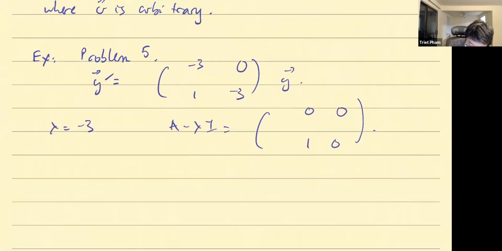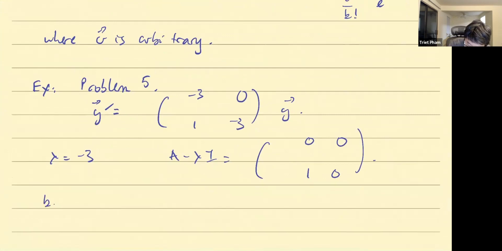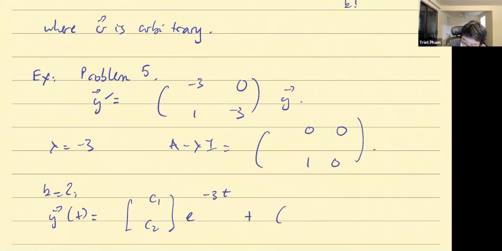Right, so k equals 2, right? K equals 2. So you start out with an arbitrary vector. Arbitrary vector here means C1, C2, C1, C2 e to the minus 3t. And then what, right? Plus A minus lambda I times C1, C2.